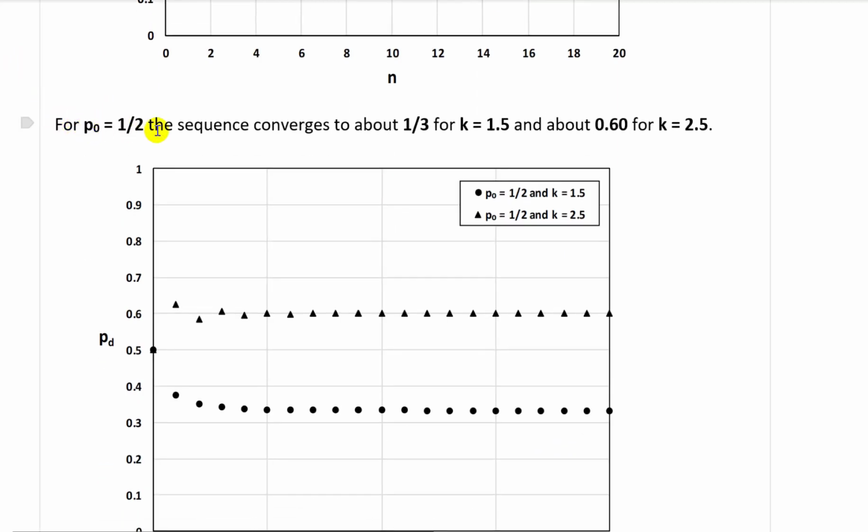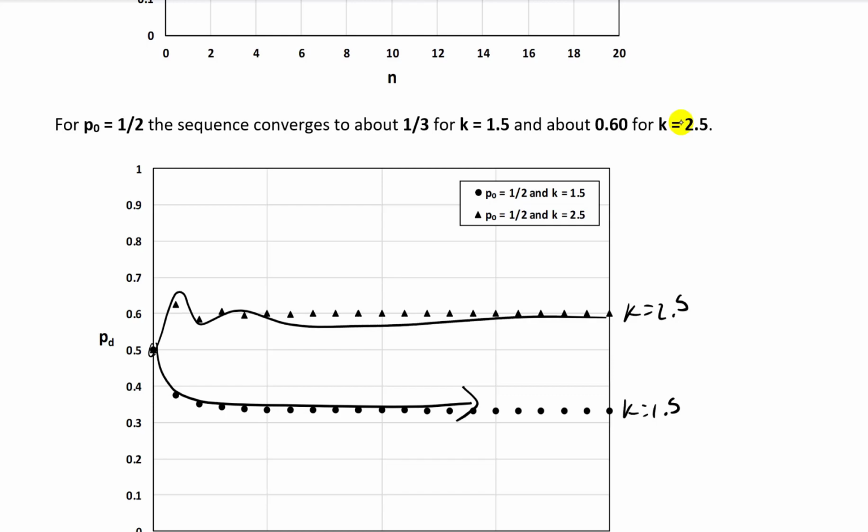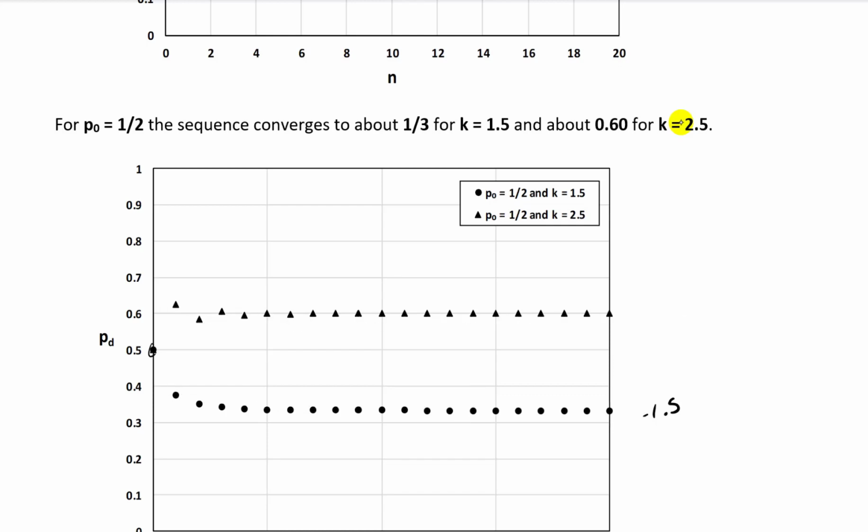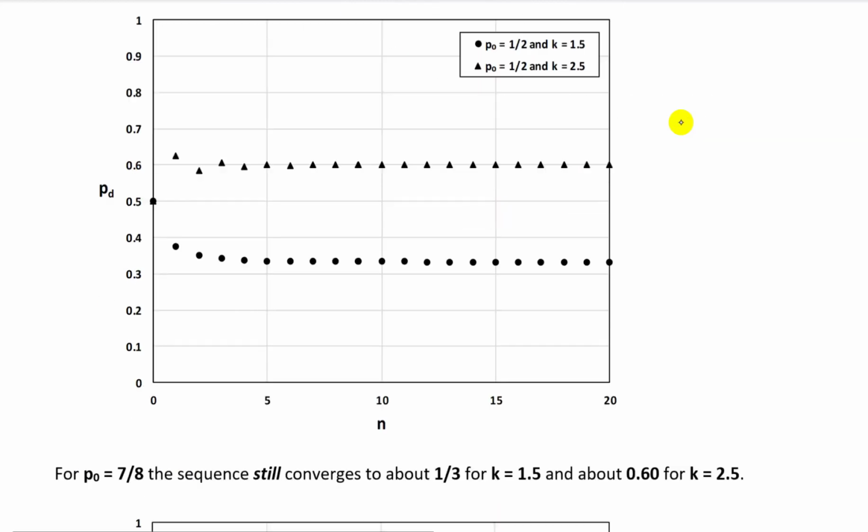So for P0 equals 0.5, or the initial population is 0.5, the sequence converges to about 1 over 3 for K equals 1.5, and 0.6 for K equals 2.5. So yes, it goes like this for K equals 1.5, and this one's K equals 2.5. This is the same population, starts off here, and notice the triangle, and this is the same thing there. It goes like that. So yes, it depends on the value of K.